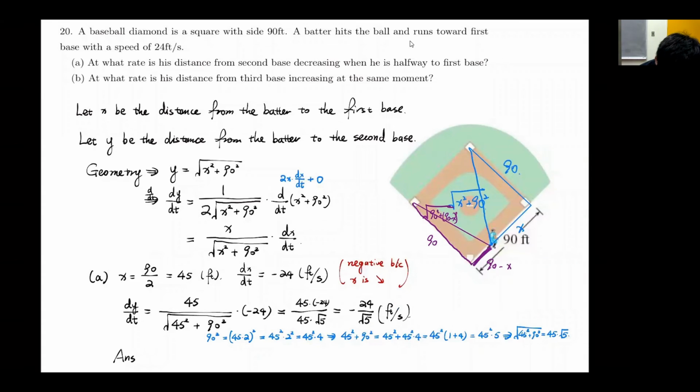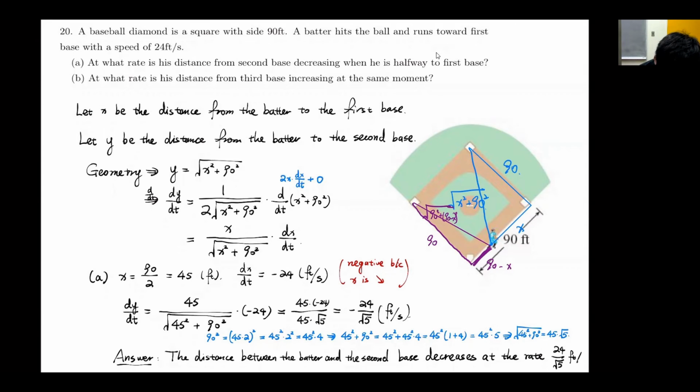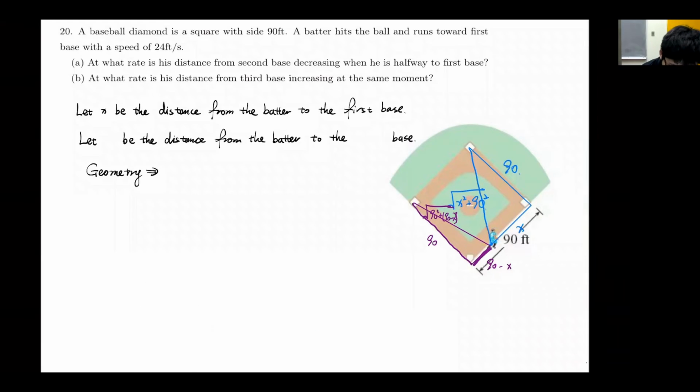So the answer is, the distance between the batter and the second base decreases at the rate of 24 divided by root of 5 feet per second. This is the answer to part A.